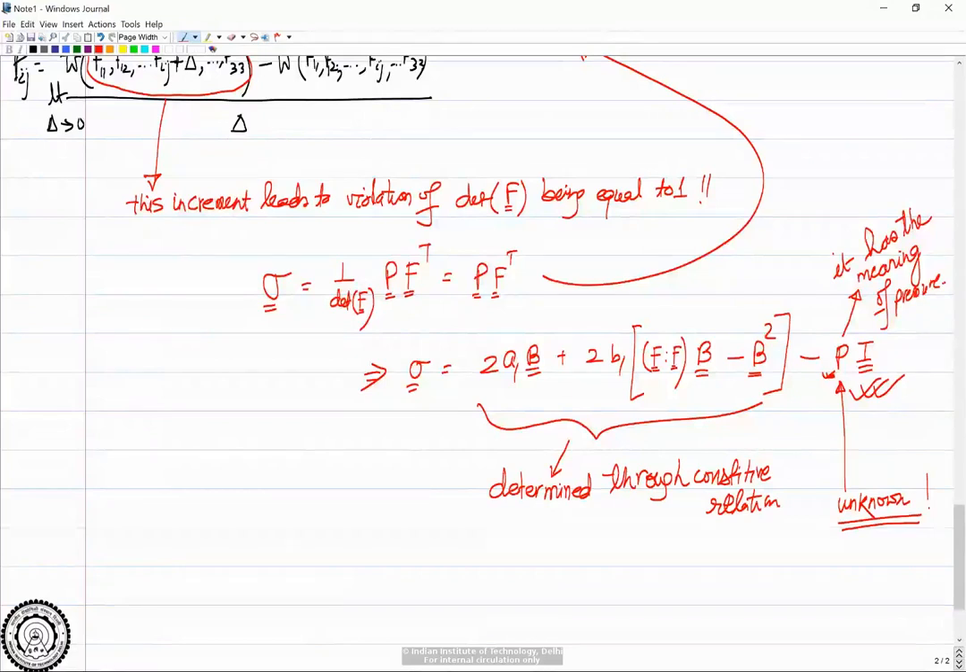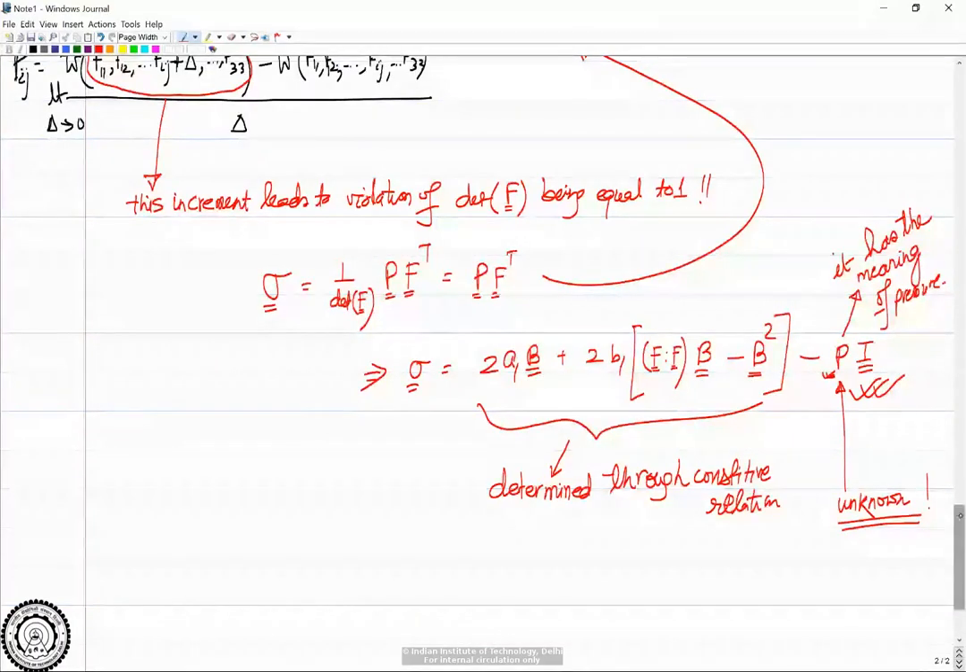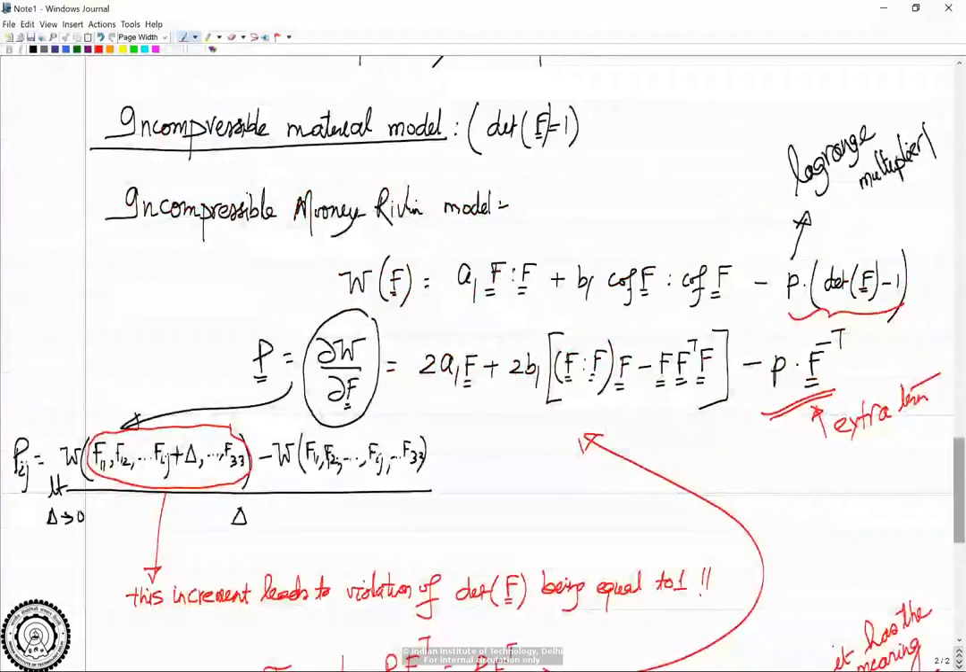Well, here for determining P, you take the derivative with respect to F, no? Yes. And of W of F. So like, when you take the derivative of the determinant, you are using the Cayley-Hamilton theorem.